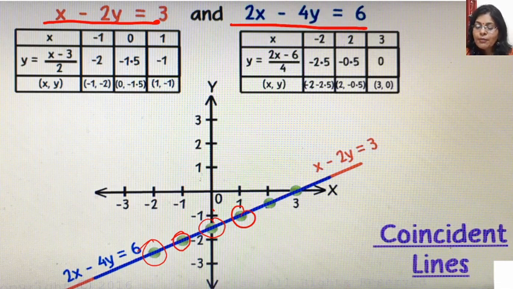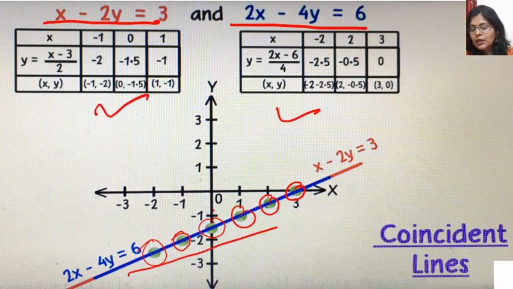Here 2 and minus 0.5. 2 is here, and minus 0.5, and 3 and 0. So what do we see? The coordinates of both the lines lie on the same line. So such types of lines are coincident lines. Very easily we can see this. Now what are the conditions involved over here? Let us see.